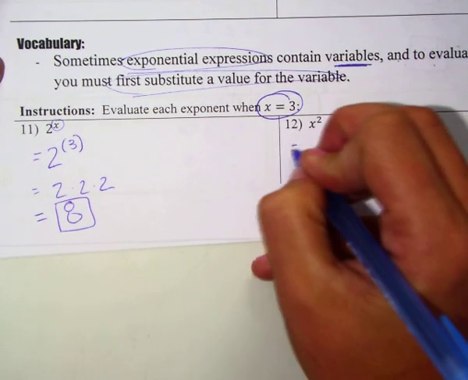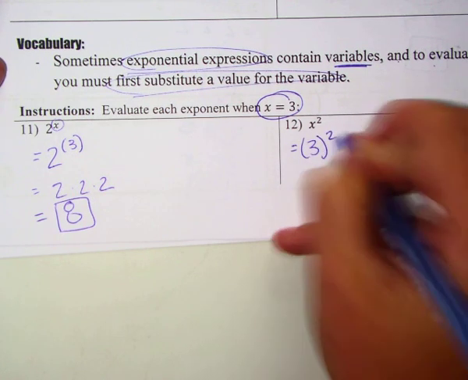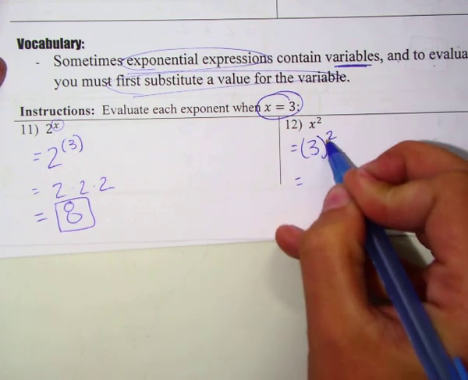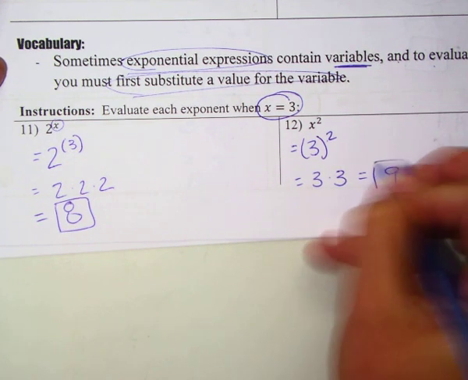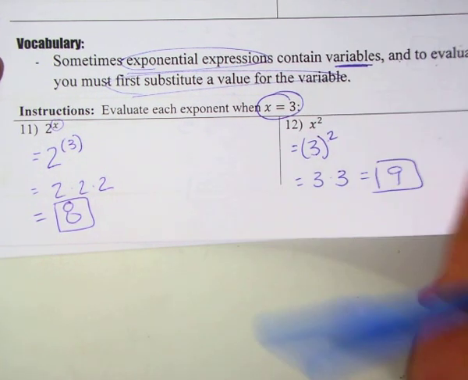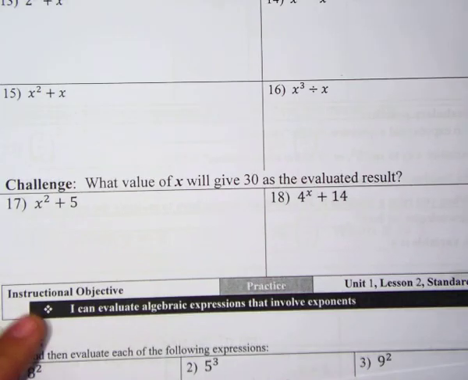Over here, the 3 is actually the base. So now we're going to rewrite the 3 2 times. 3 times 3, which is 9. Again, if you want the answers to everything else, you can go ahead and check the answer key.